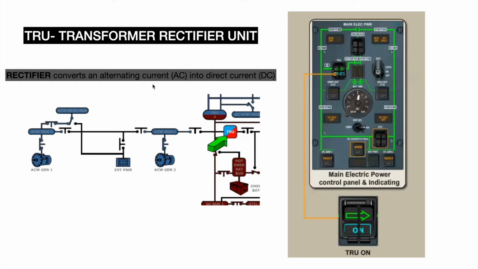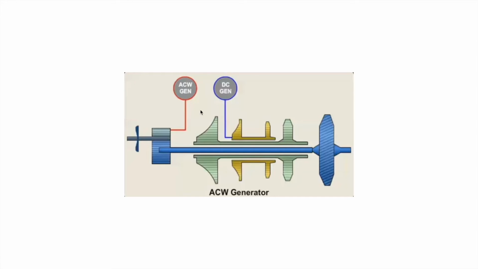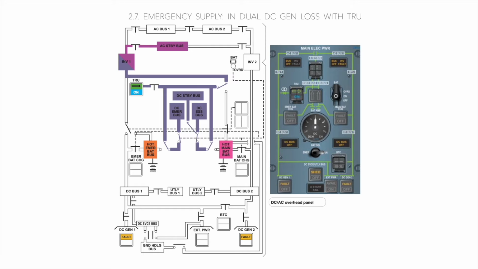Now let's talk about the TRU. The transformer rectifier unit, or TRU, converts alternating current to direct current. The power supply to the TRU is from AC wild generator 2. We know that the AC wild generators are connected via the propeller. So as long as the propellers are rotating, the AC wild buses will produce current, because the AC wild generators are online as long as the propeller RPM is more than 66%. With the help of the TRU, the DC system can be supplied by the AC wild electrical system in case of a dual DC generator failure.